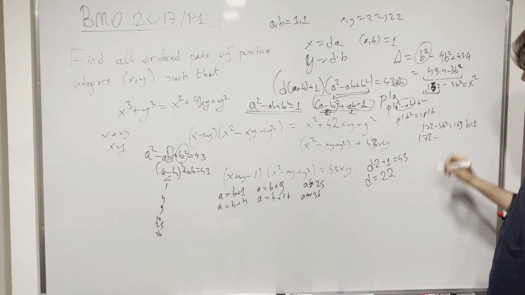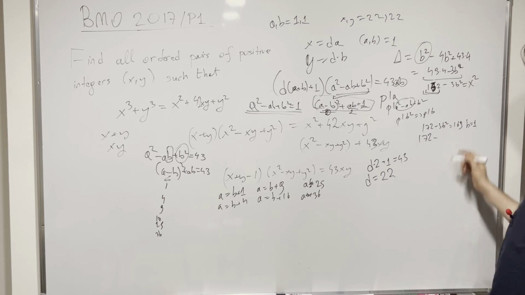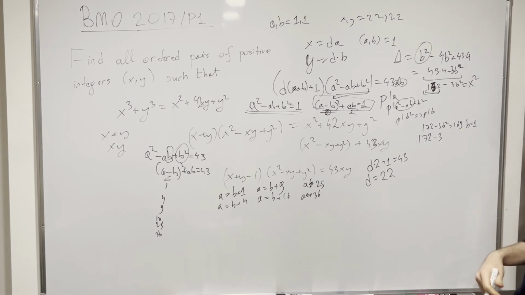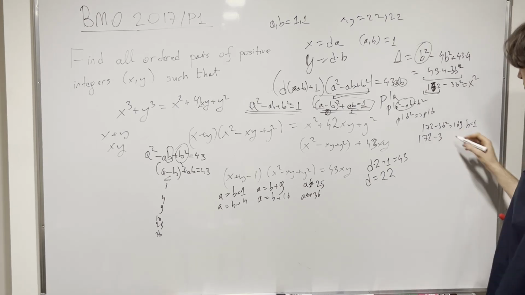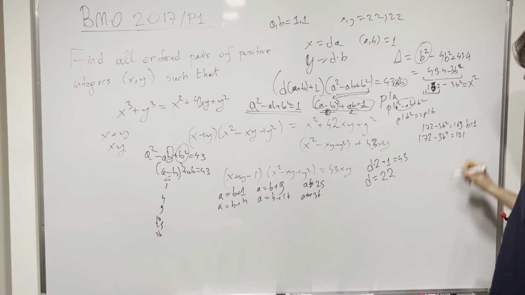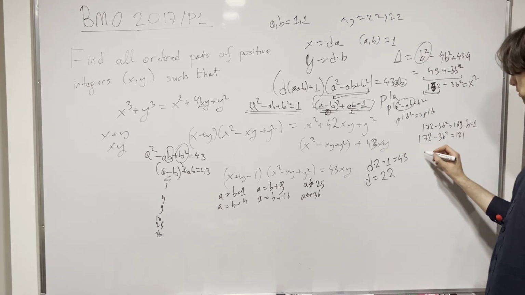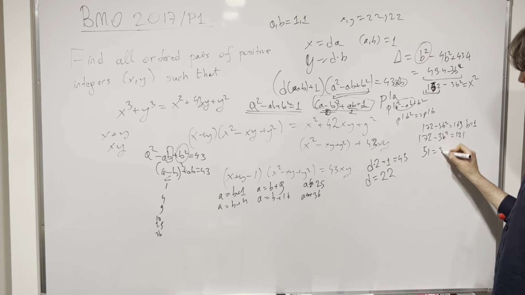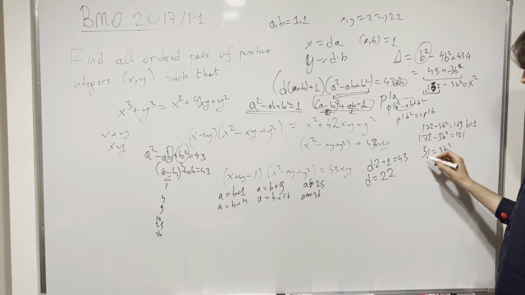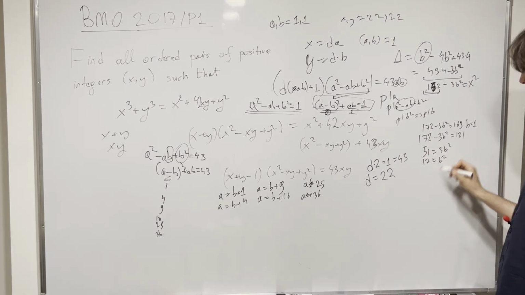So then we look at 172 minus, I'm really thinking, is there a better way to write this down? Okay, it's now going to be minus 12. So minus this is equal to 121, which is 11 squared, or 51 is 3b squared. It's 17 is equal to b squared.